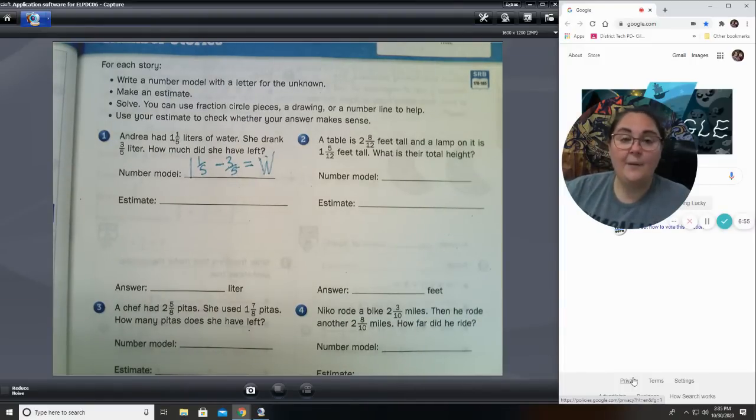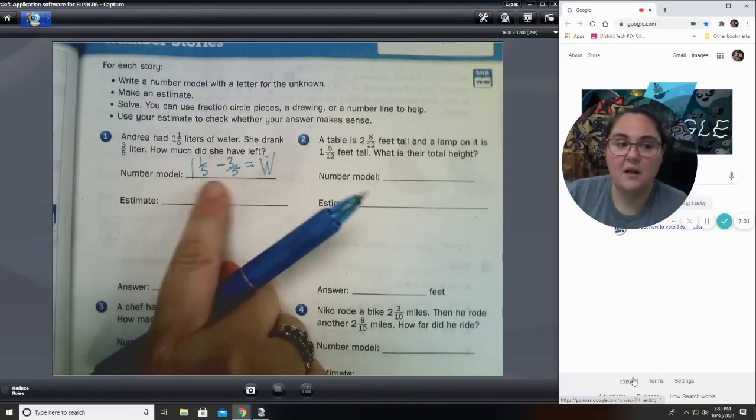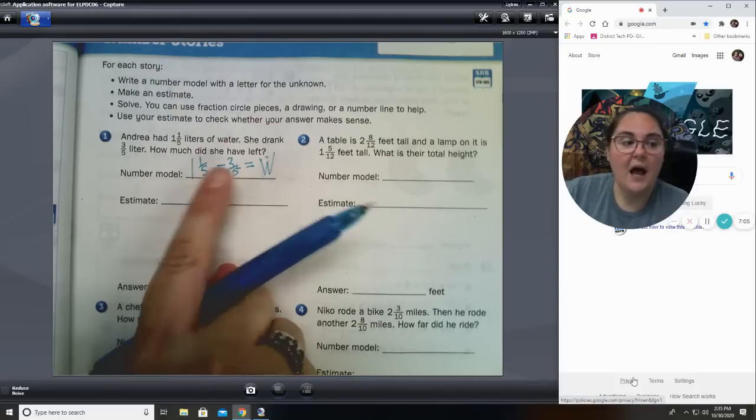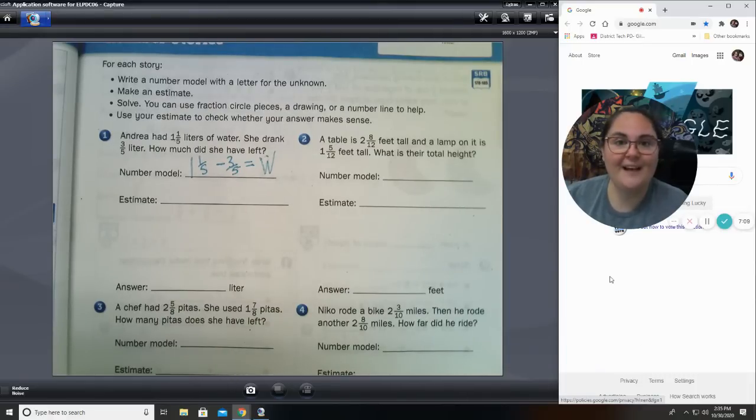All right, I want you to use what we learned last week with benchmarks. Think about 1 1/5. What is it close to? Think about 3/5. What is it close to? I want you to write your estimate on this line. After you have your estimate, you are going to come back to this video and then we will continue with the lesson.